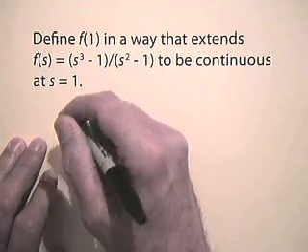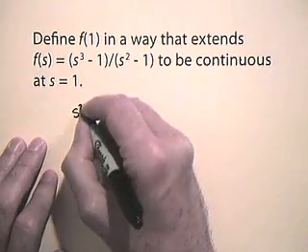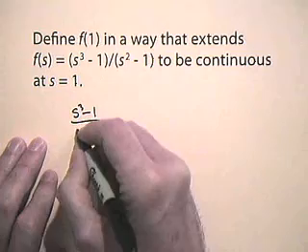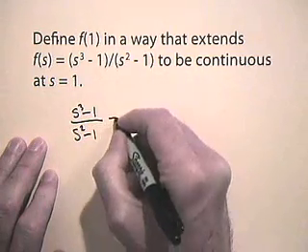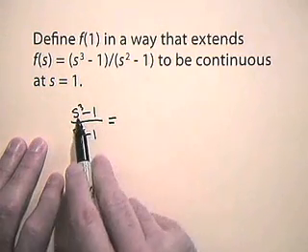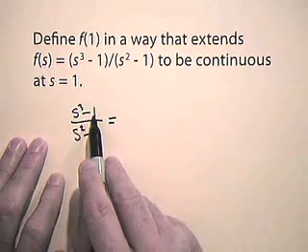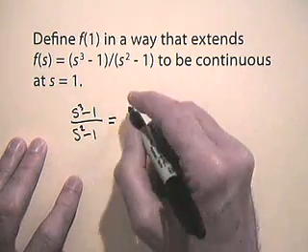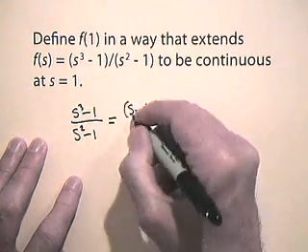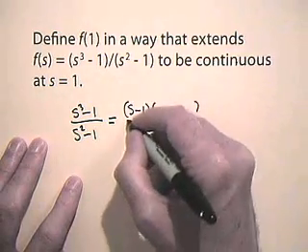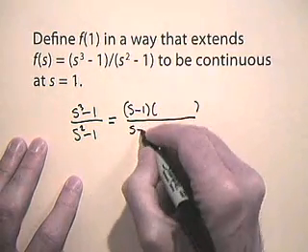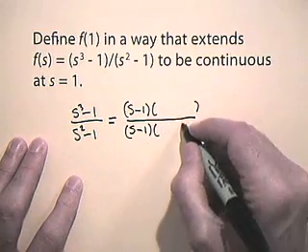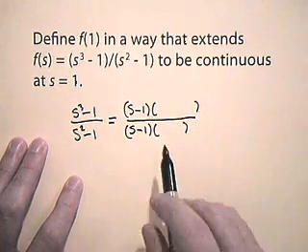So when I look at the expression s cubed minus 1 divided by s squared minus 1, I realize that s minus 1 must be a factor of the numerator, and there's some other factor, and likewise s minus 1 is a factor of the denominator, and there has to be, of course, another factor.